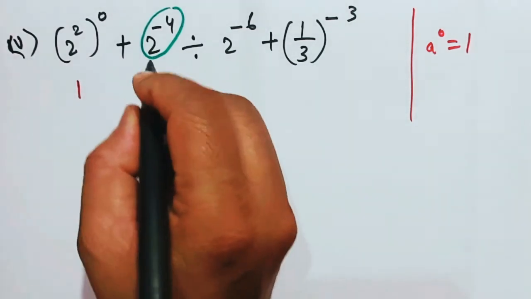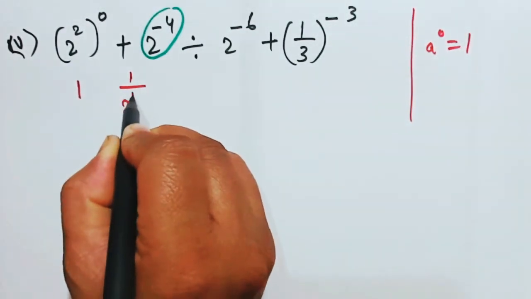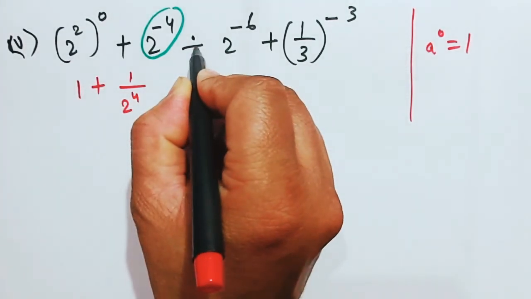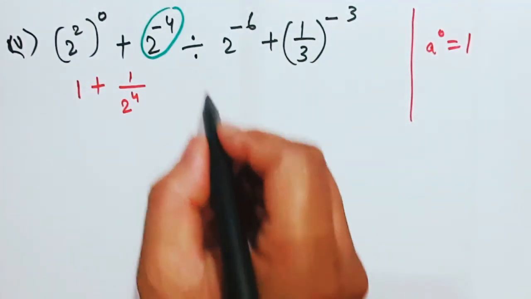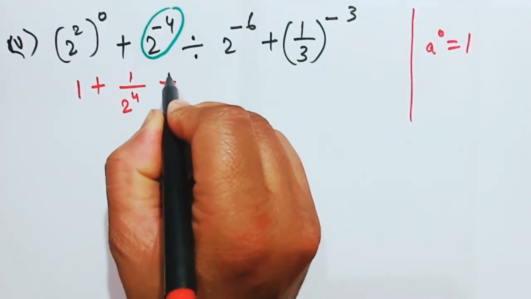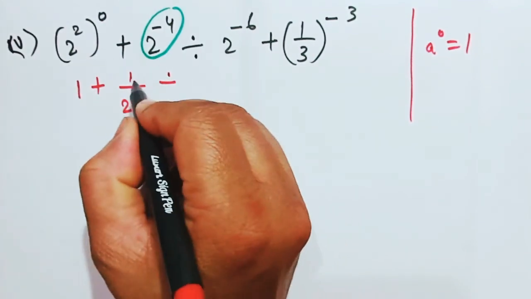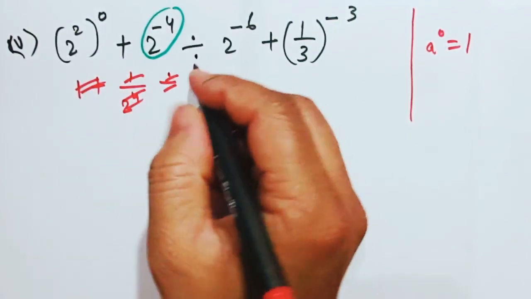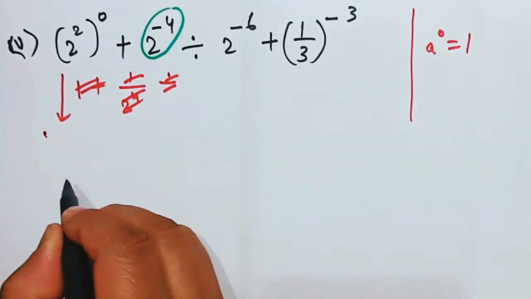So here we'll get 1 by 2 to the power 4, plus was already here, divided by 2 to the power minus 6. So divided by... why to go in that way? Why not to do it a little in some other method? Okay, let us go for some other simple one.